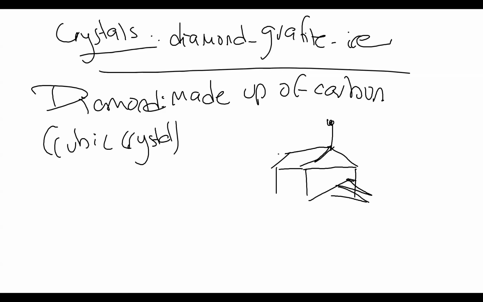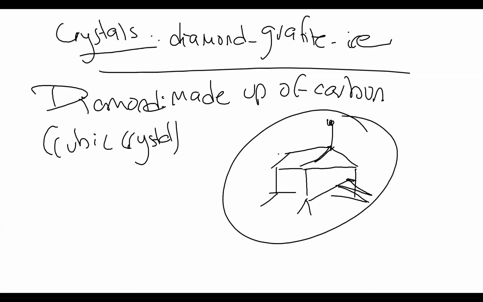I don't remember, but it looks like a cube, okay? So how this structure is: here we have so many carbons, repetitive units of organized carbon element, made up of only carbon, creating this diamond.